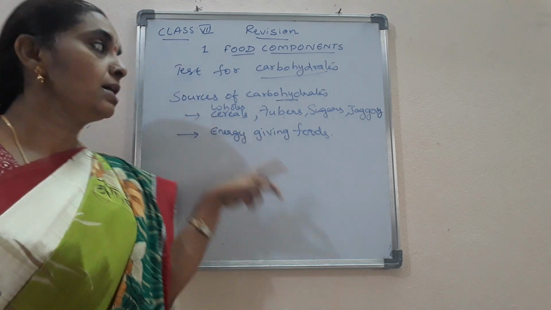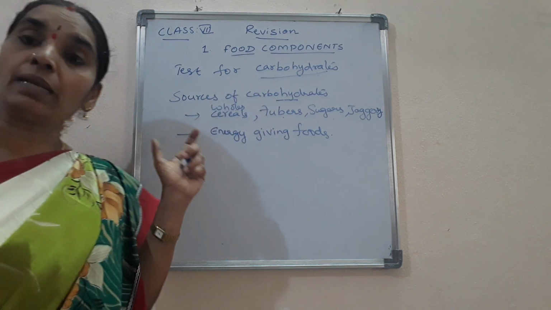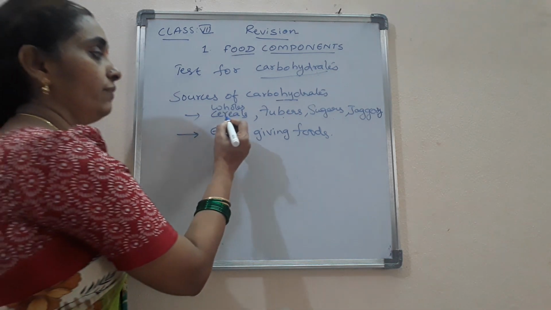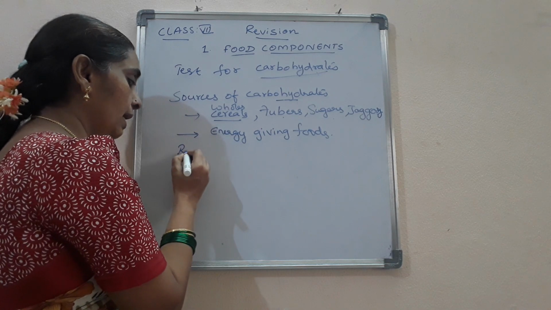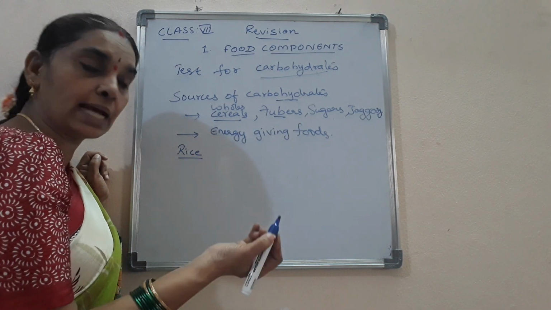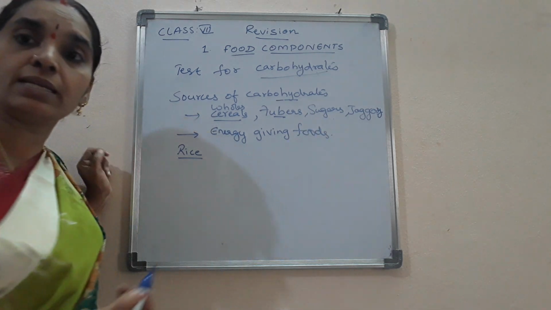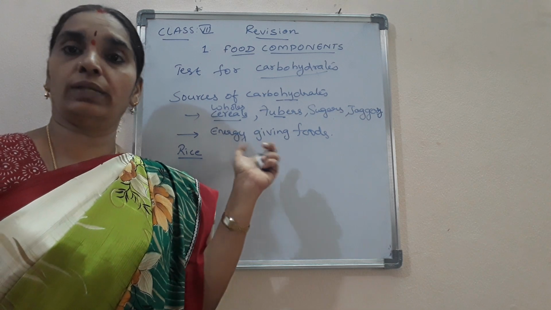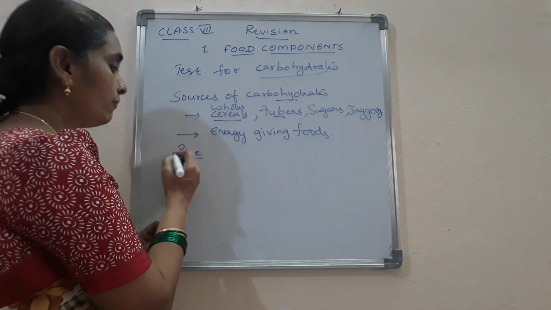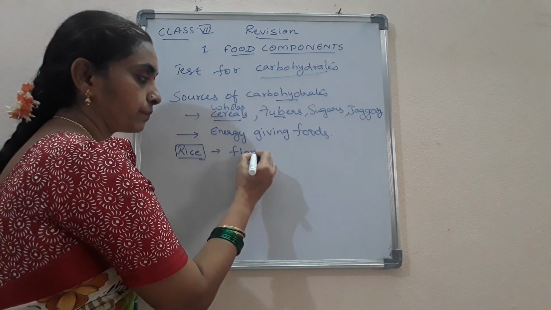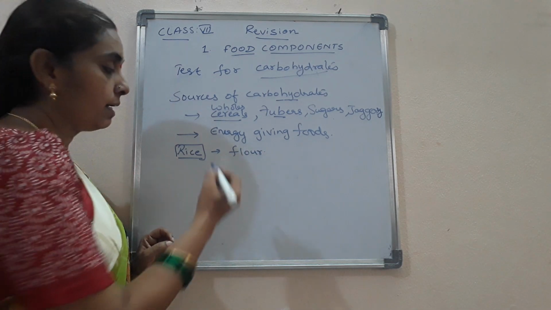Is it clear, children? So these carbohydrates can be tested whether they are present in a food item or not. If it is rice or any other food item, a tuber like potato, you can take it as it is, or sugars you can take in powdered form, or jaggery, anything. You take any food item. For example, if it is rice, you take it in the form of flour. You take rice flour. Then you test it.